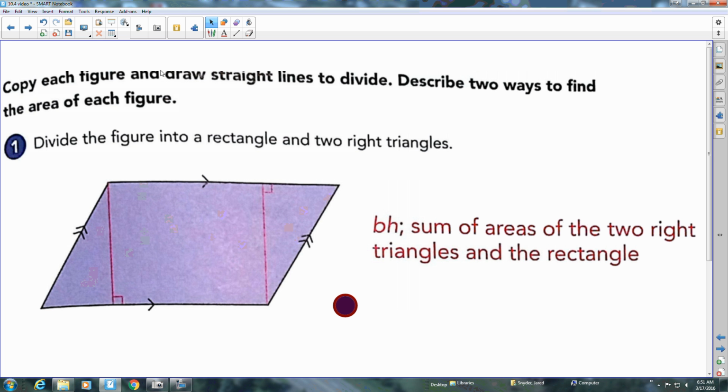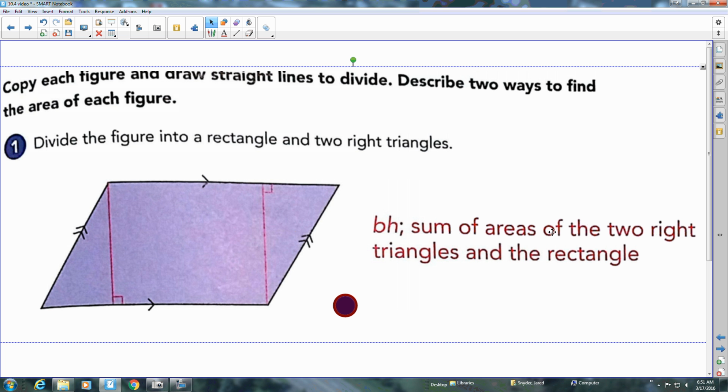Now, it says that you have to be able to describe two ways to find each figure. So, the book gives the answer: sum of areas of two right triangles and the rectangle. Okay, so you could add these together. That's one way. The other way is just to take the height times the base.